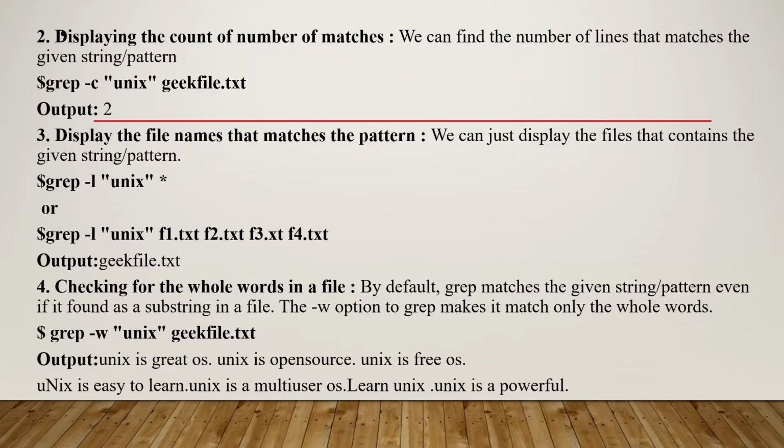Next command: checking for a whole word in a file. By default, grep matches the given string or pattern even if found as a substring in a file. The option -w to grep makes it match only the whole word. grep -w Unix geekfile.txt. The output prints: Unix is great OS, Unix is open source, Unix is free OS, Unix is easy to learn, Unix is multi-user operating system, learn Unix, and Unix is a powerful one.